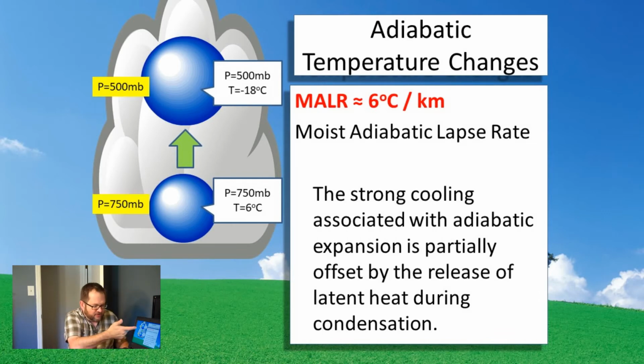As we are lifting this air parcel from 750 millibars up to 500 millibars, we're lifting a certain number of kilometers. For every kilometer we lift it, it is cooling by 6 degrees Celsius. You could think of it as actually cooling by 10 degrees Celsius per kilometer, but then we're getting some of that heat back as we release latent heat from condensing out water vapor.